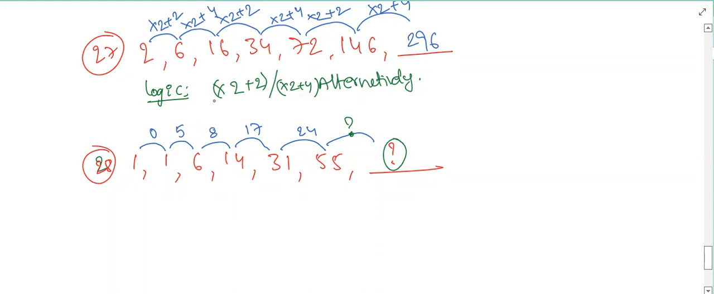Any nearby perfect square numbers? Yes, sir. 24 is nearby. Which square number is nearby 24? 5 square is 25, so 24 is 5 square minus 1. What about 17?